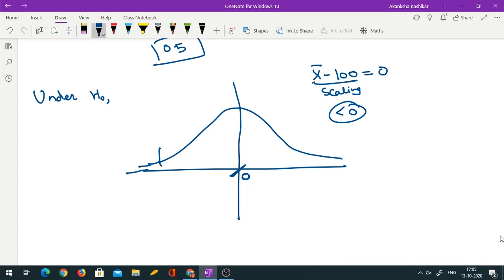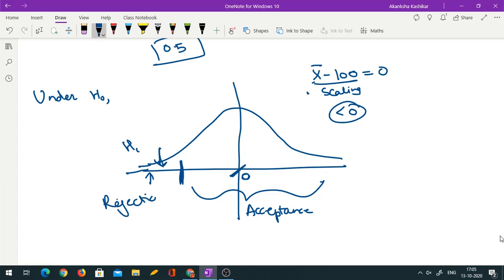So values near this negative end are going to support H1. Okay, if you have a large negative deviation, that is going to support the alternative hypothesis that yes, for most of the samples, the average value is going to be less than 100. So what we do is, we divide these values into two parts. So let us say this is my kind of threshold. So this part would be called the acceptance region and this part would be called the rejection region.